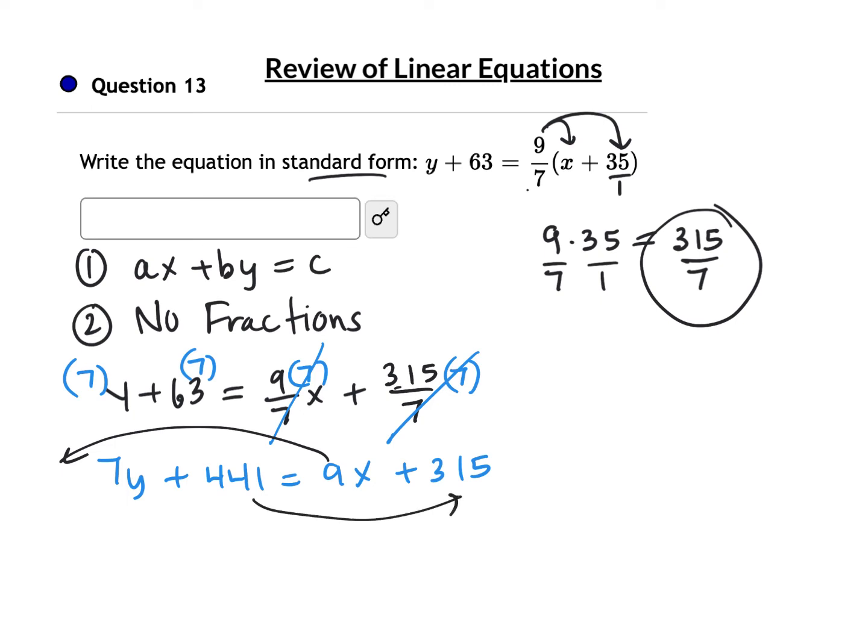What we'll do then is subtract 441 from both sides, and we'll add 9x to both sides. Our final answer then is positive 9x plus, that's a positive 7y, equals, and we'll take 315 plus negative 441, and we get negative 126.